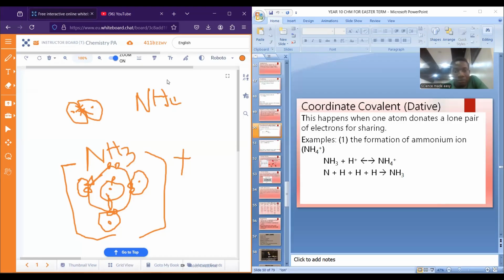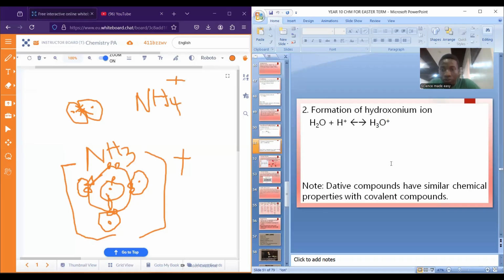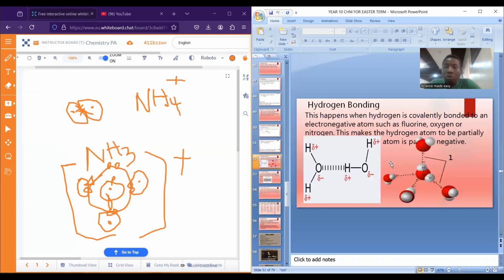There is a charge on it. So that is ammonium. We also have H3O plus. You can see it has a plus charge on it. That means there is a lone pair on it. H3O plus is also a coordinate covalent combination. You can see it here: our hydronium.